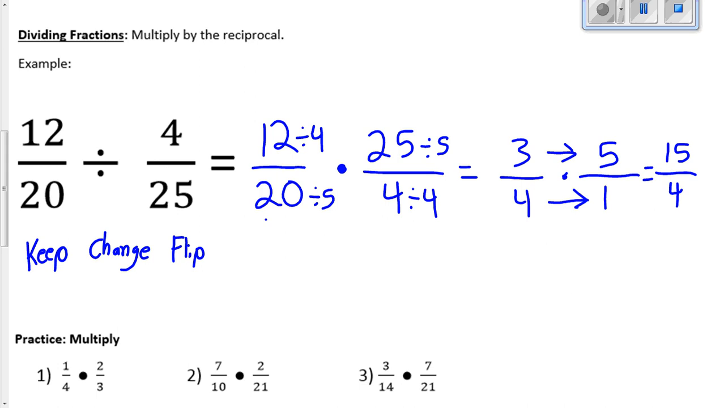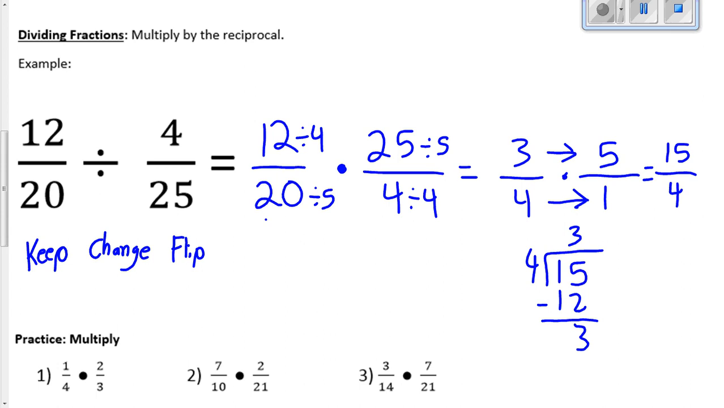All right, so we have an improper fraction because we have 15 over 4. So what I'm going to do is divide these numbers. 15 divided by 4. 4 goes on the outside, 15 goes on the inside. 4 goes into 15 3 times. 4 times 3 is 12. I subtract. That's going to be a 3.